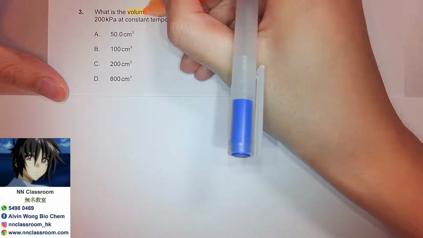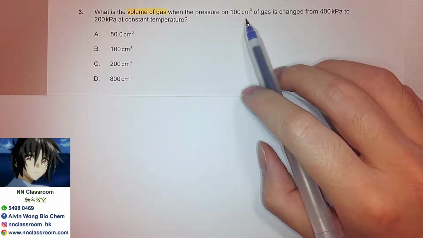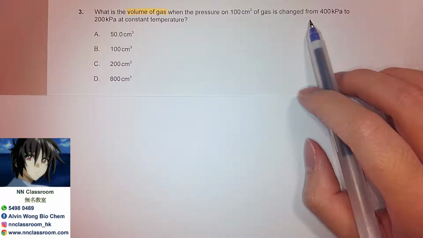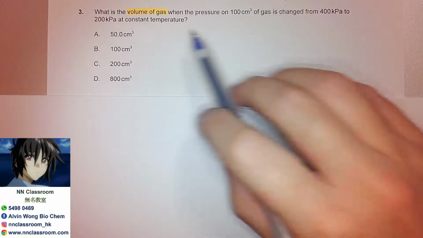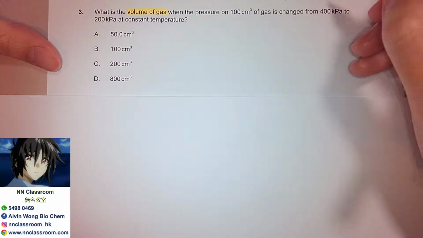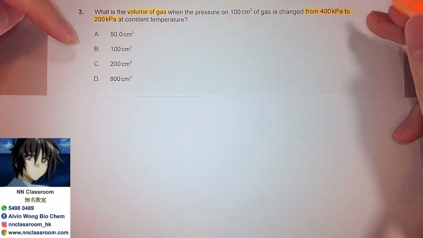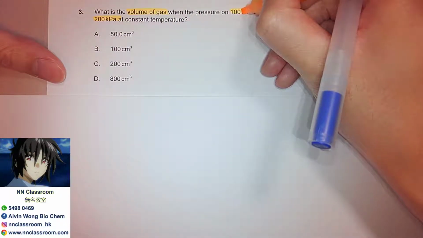So we want to figure out the volume of a gas when the pressure on 100 cm cube of a gas is changed from 400 kilopascal down to 200 kilopascal under constant temperature. That means the situation is we are changing the pressure and seeing how this change in pressure affects the volume of the same bunch of the gas, right?